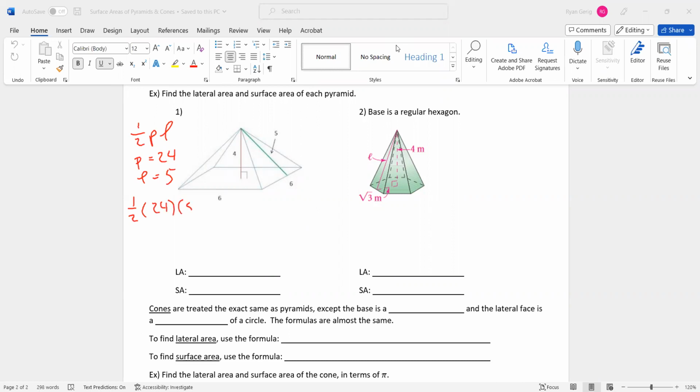One thing you have to remember is that 1/2. In prisms, you just multiplied the two numbers, didn't do the 1/2, but now you got to remember the 1/2. But that ends up being just 60 units squared.